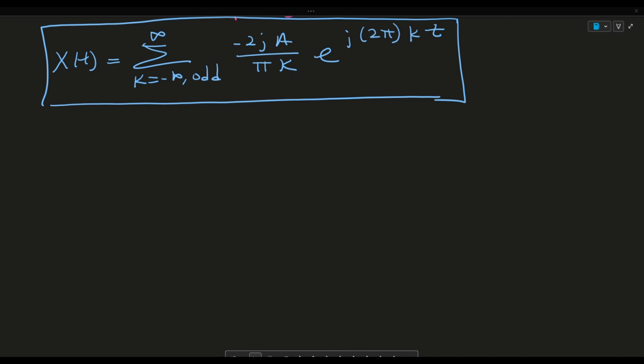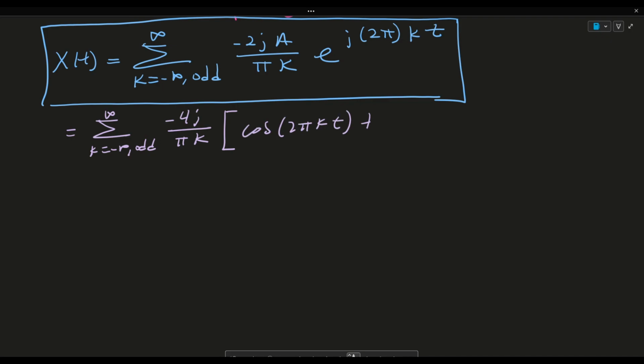So now let's go ahead and make sense of this equation. And in order to do that, we need to transform it into the sine and cosine domain. So what I'm going to do here is say that this is equal to the sum as k is equal to negative infinity, odd, to infinity. All right. And let me go ahead and plug in my 2 for a. So this is minus 4j over pi k. And then Euler says that this becomes cosine 2 pi kt plus j sine 2 pi kt.